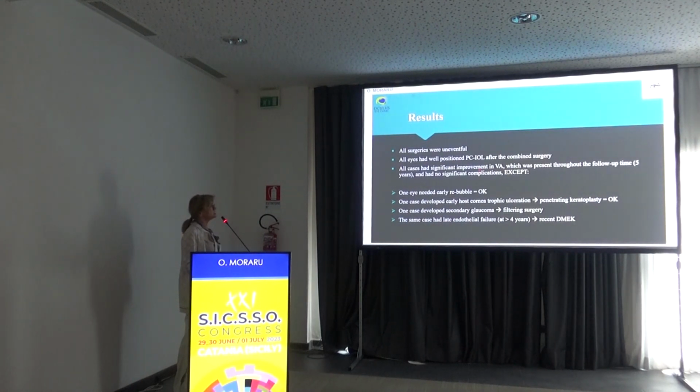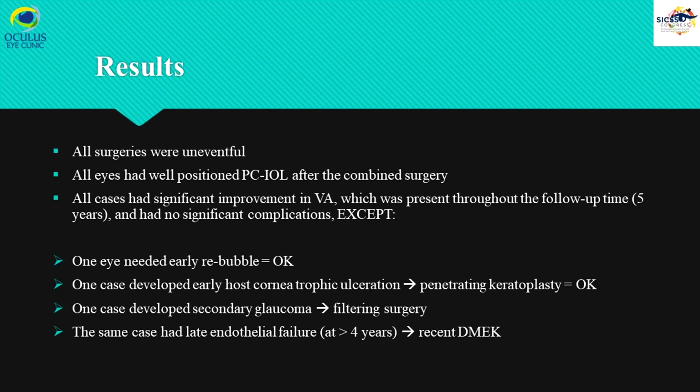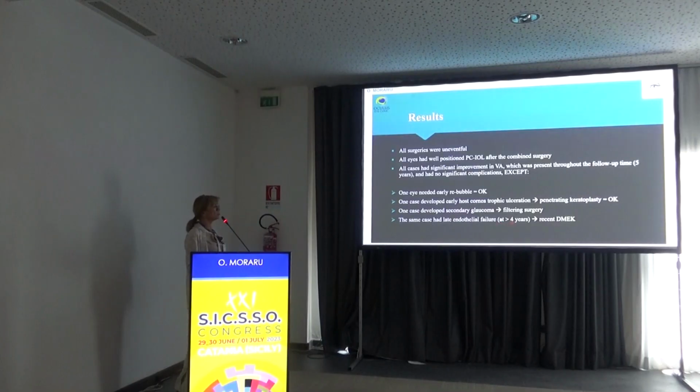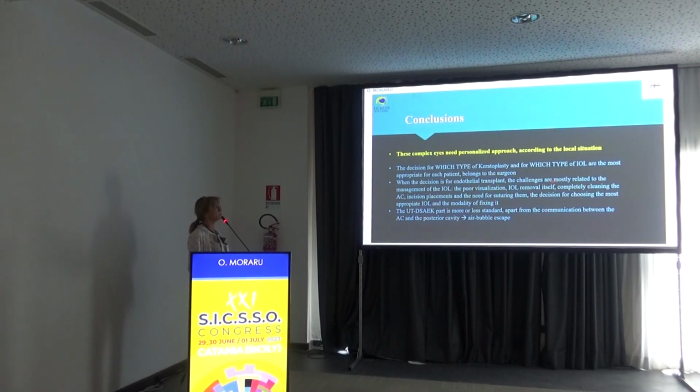All cases had significant improvement in visual acuity, which was present throughout the follow-up time of 5 years, and had no significant complication except for some cases. One eye needed early rebubble, but it went okay afterwards. One case developed early host cornea trophic ulceration, which was solved only with penetrating keratoplasty, and she did well afterwards. And one case developed secondary glaucoma that needed filtering surgery, but the same case had late endothelial failure at 4 years, and he just had recent DSAEK.